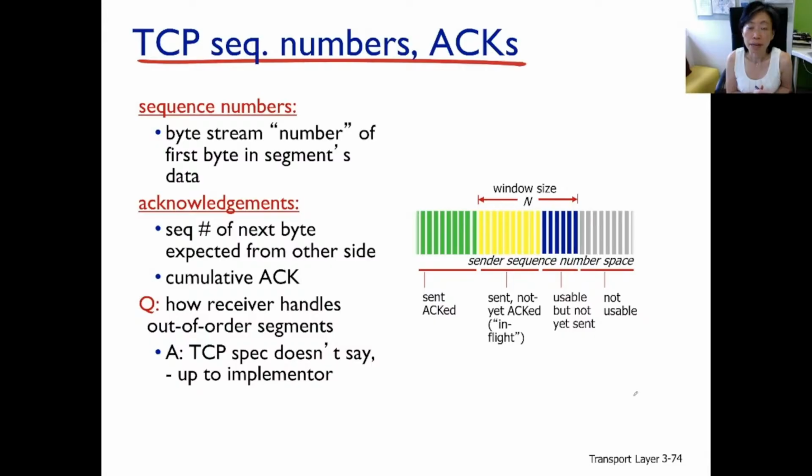TCP sequence number and ack numbers, these are very important fields. Let me elaborate more here. First, the sequence numbers. What the sequence number says in the packet header is to tell you this: the byte stream number of the first byte among all the data bytes in the packet. But what is the byte stream number?